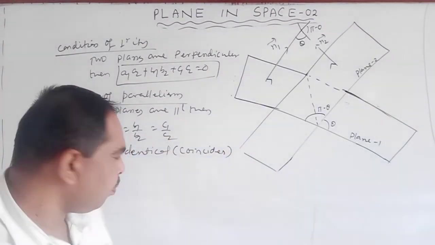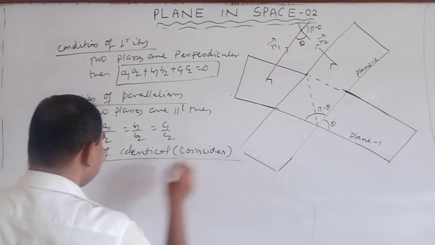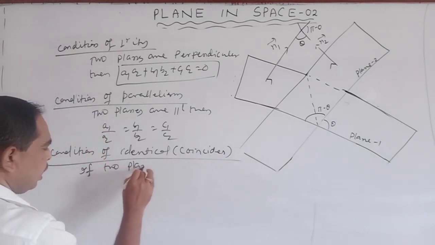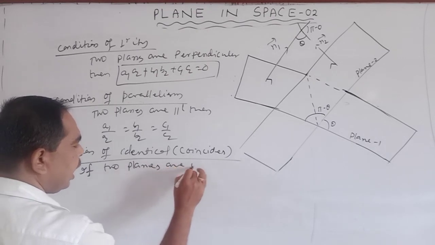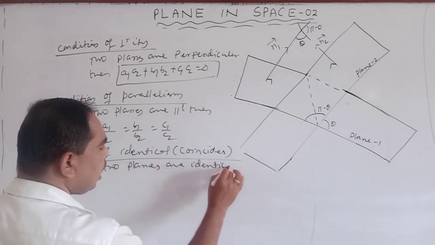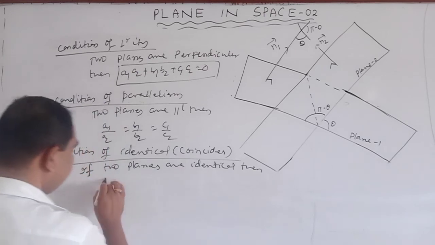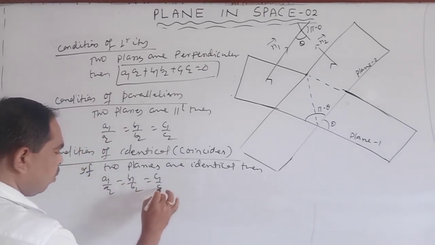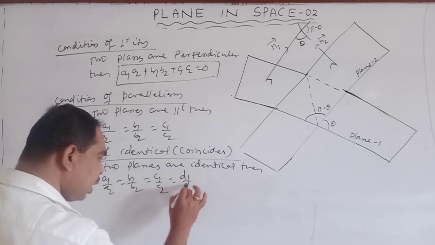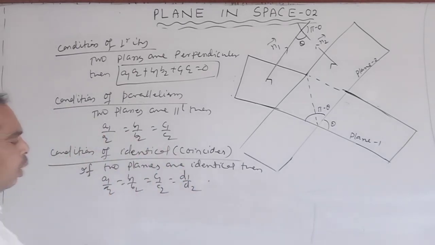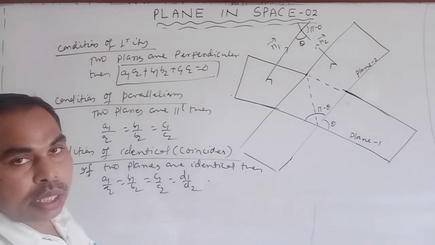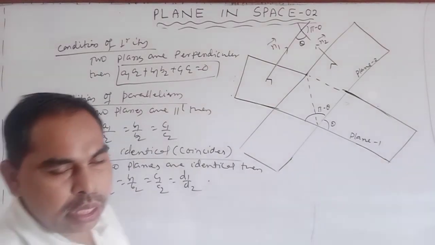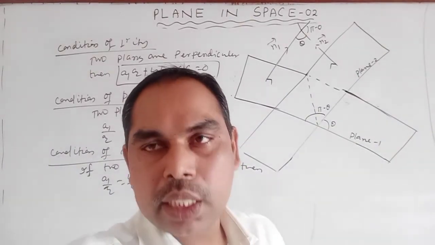Okay, so two planes coincide, if two planes are identical, then a1 by a2 is equal to b1 by b2 is equal to c1 by c2 is equal to d1 by d2. Only parallel means not equal to d1 by d2. Coincide means it is equal to also going to have d1 by d2. Okay, these are the conditions.